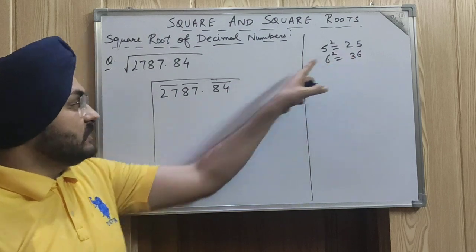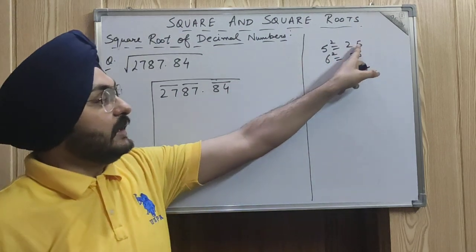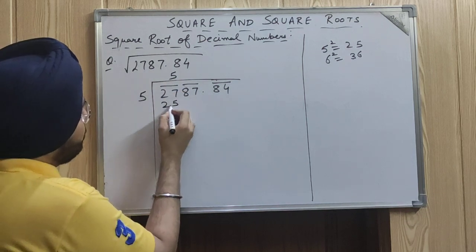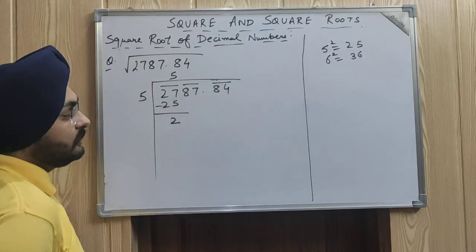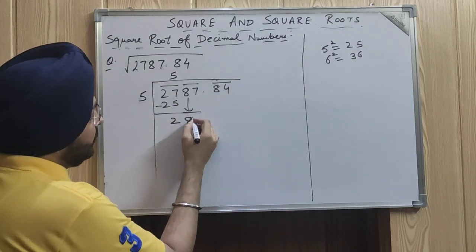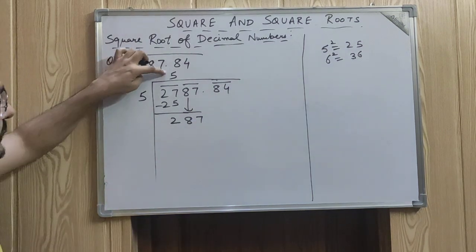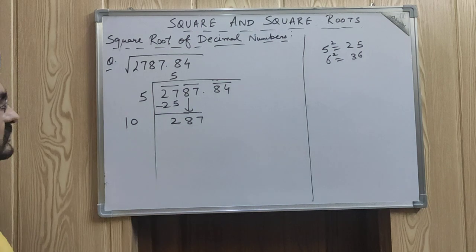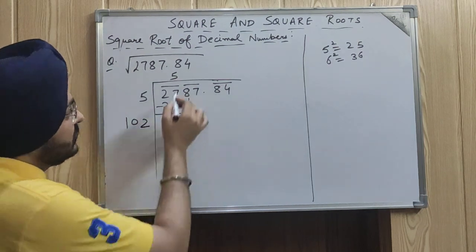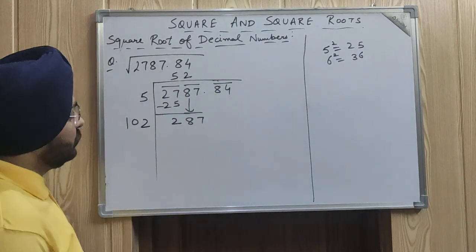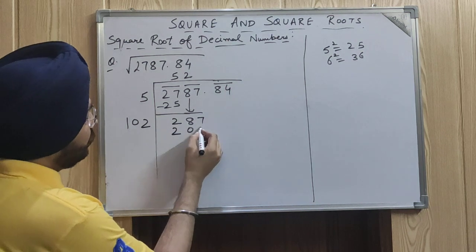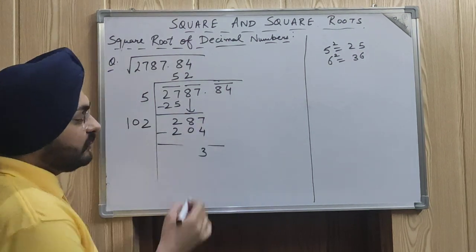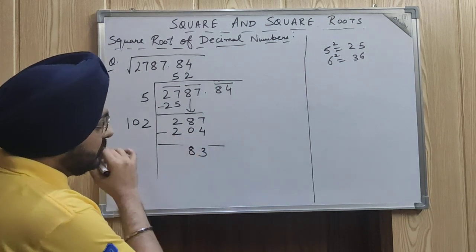36. Can I write this 36 beyond this? No. I'll be writing the 25 here. So 5 into 5. So it's 25. So 7 minus 5 will become 2, and this 87. Okay. 5 plus 5 will become what? 10 only. So you know basically just 2 is going on with this. So 102 into 2. That will be your 204. On subtracting, what will we be getting? 7 minus 4 will be what? 3 and 8 as it is.